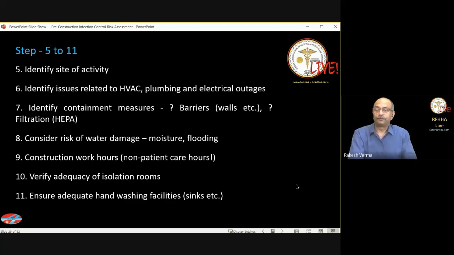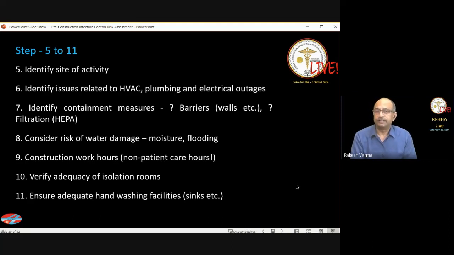team. So we have to identify the site where exactly this activity is going to take place. We have to identify the issues related to HVAC, plumbing, and the electrical outages. Needless to say, when you get into a construction project, obviously you have to shut down plumbing or the electrical or the HVAC systems, and how it is going to affect patient care needs to be seen. Identify containment measures. So you may need to build barriers. So you block corridors or you block windows using temporary sheeting or walls or wooden planks.